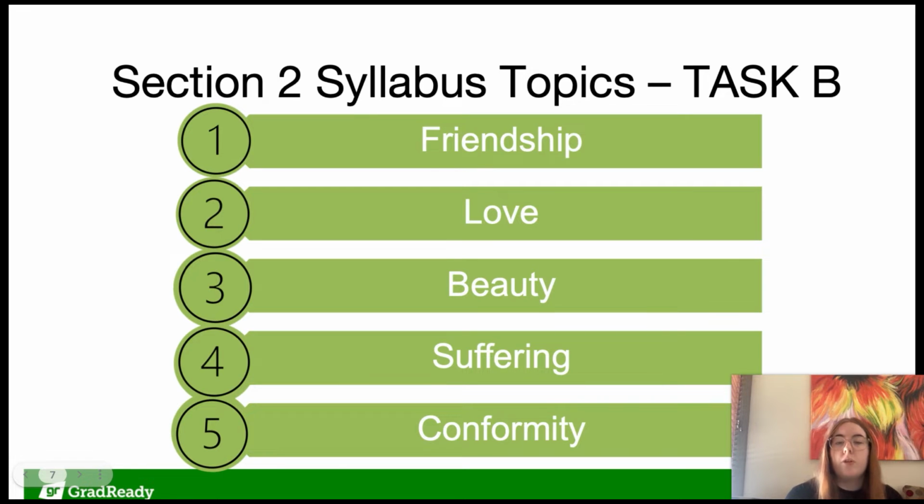Then we have the Section 2 syllabus topics for Task B, which centre around themes that are more targeted at personal and social issues, and it gives you the opportunity to express yourself through a more creative or reflective essay style. This is what we recommend generally: Task A is more argumentative and Task B is more suited to a creative or reflective piece. Some example themes could be friendship, love, beauty, suffering, and conformity. Again, if you would like further information or ideas about Section 2, you can head to our webpage, where there's a GAMSAT Section 2 Essay Quote Generator to help you practice a little bit more.